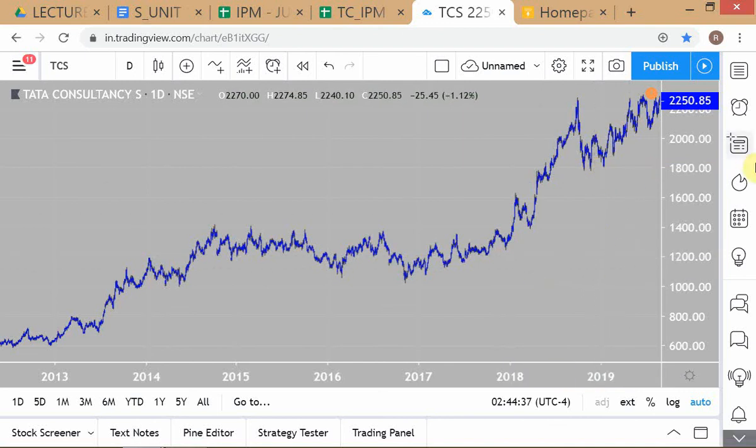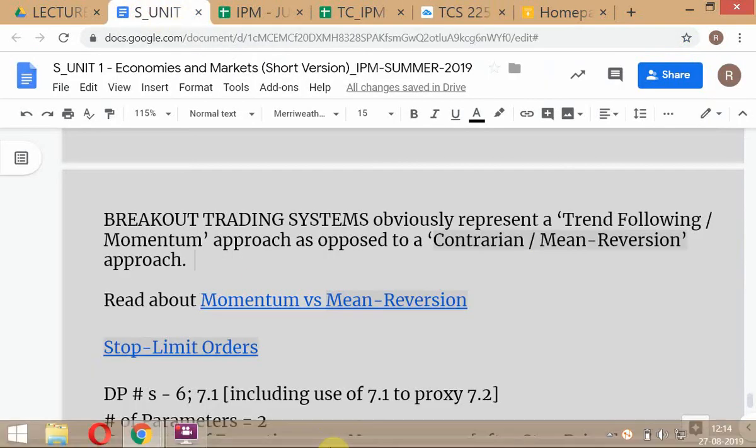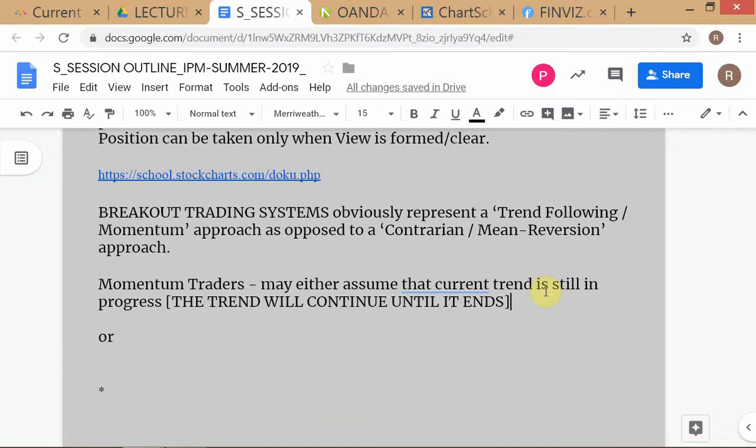Okay, technical analysis. Now the other category of momentum trader is essentially the breakout systems trader. If we go into your notes, okay. So either assume that the current trend is still in progress, the trend will continue and reach the first category, or be what we call, so we call these people who use breakout trading systems breakout traders, in which case they need a confirmation.